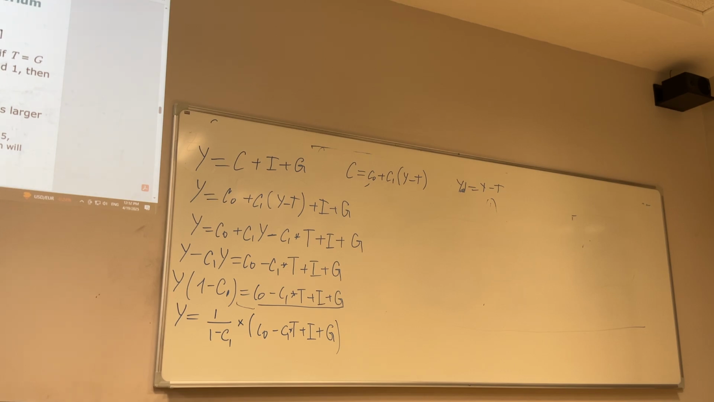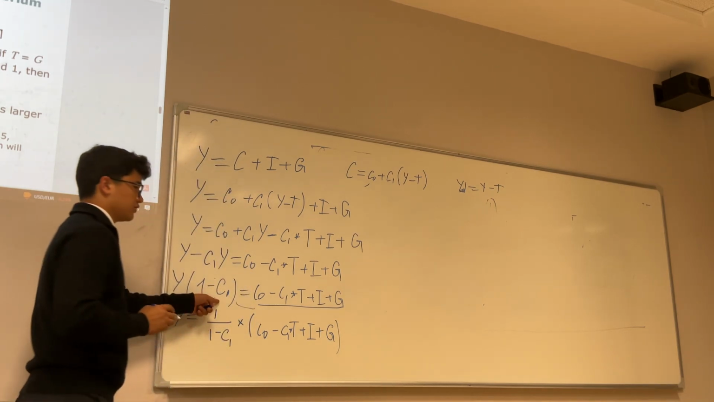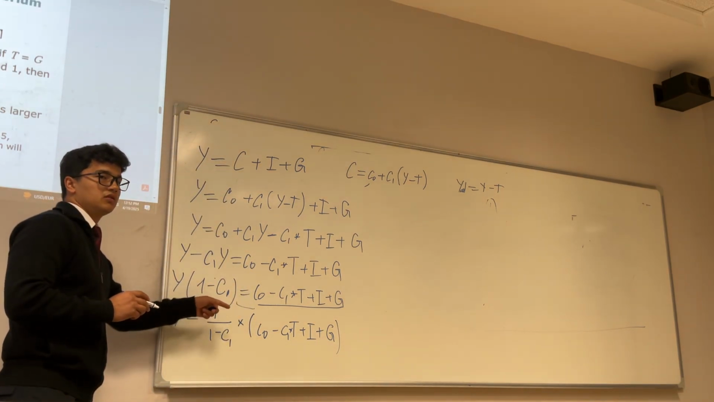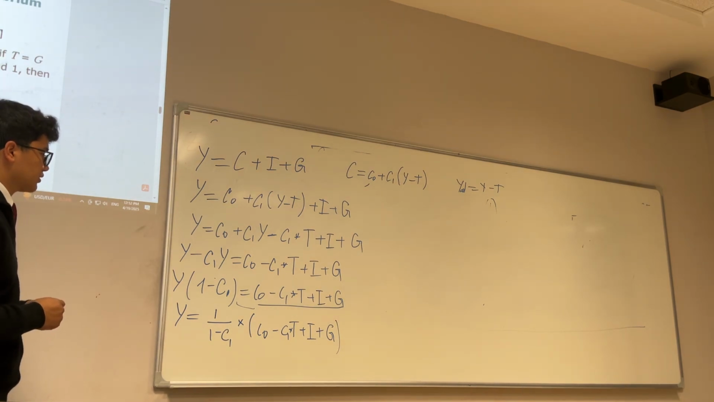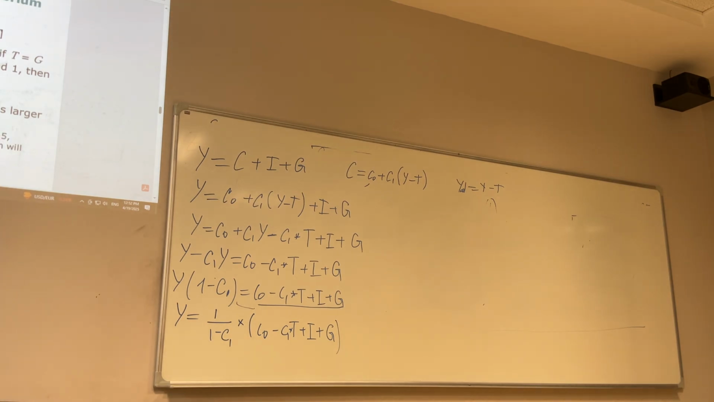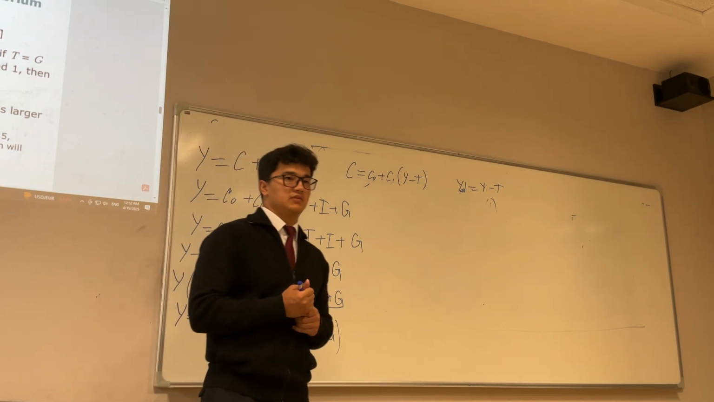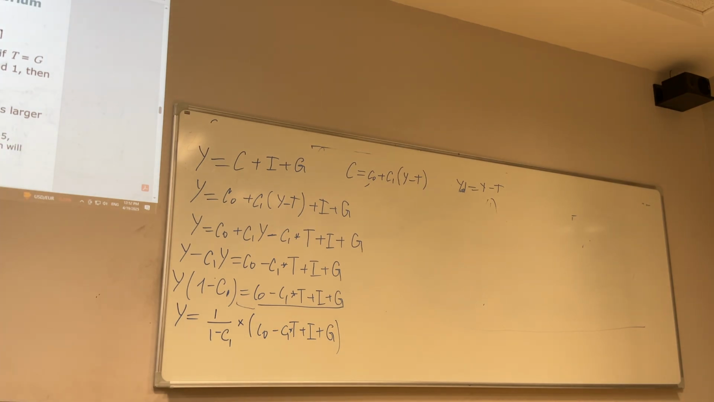Also guys, I want to talk about C1. C1 is always greater than 0 and less than 1 because it's the proportion that we consume, and it always has to be less than or equal to 1 because we cannot consume twice our income. That's why. 1 means 100%.